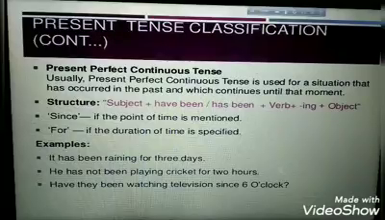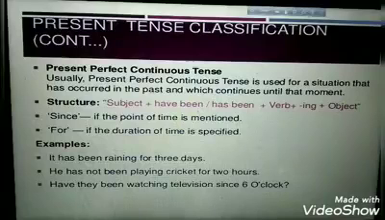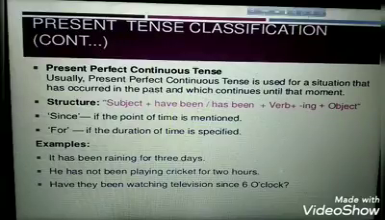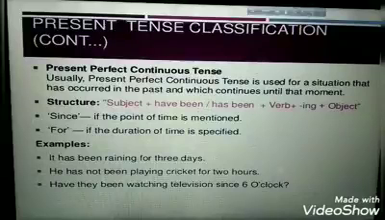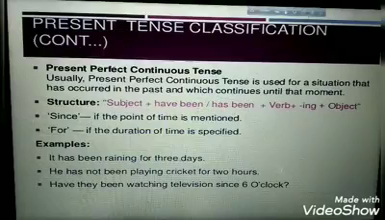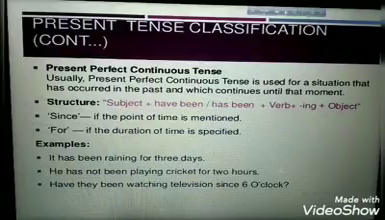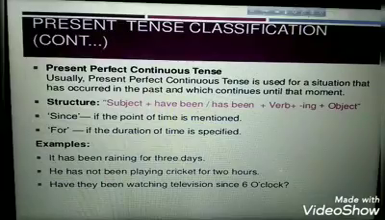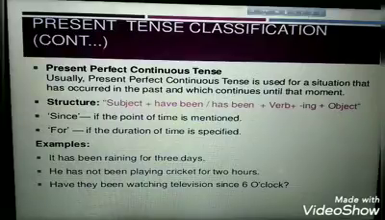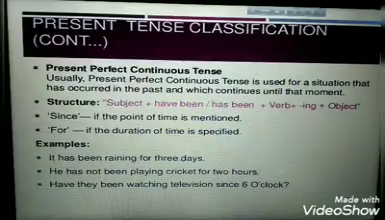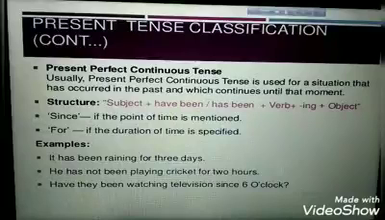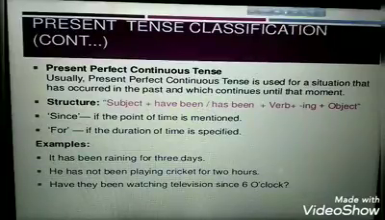For example, it has been raining for 3 days. Read the example very carefully, okay? It has been raining for 3 days. That means we know there are 7 days in a week, so we are not sure which days are included in these 3 days. Here the duration of time is specified, that's why we have to use for. And the same example: he has not been playing cricket for 2 hours.